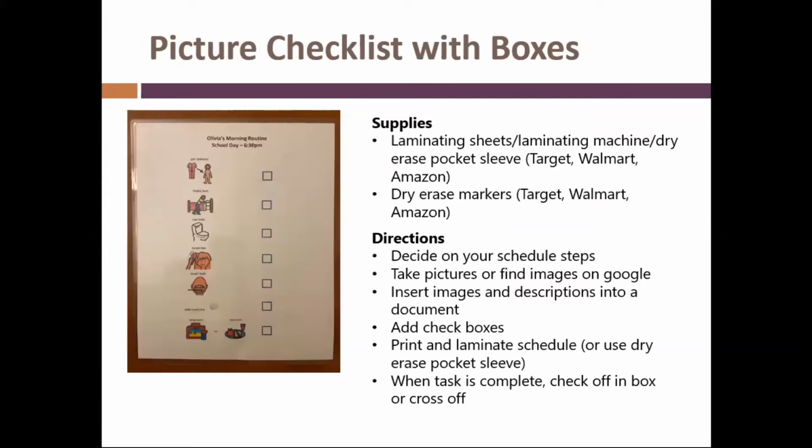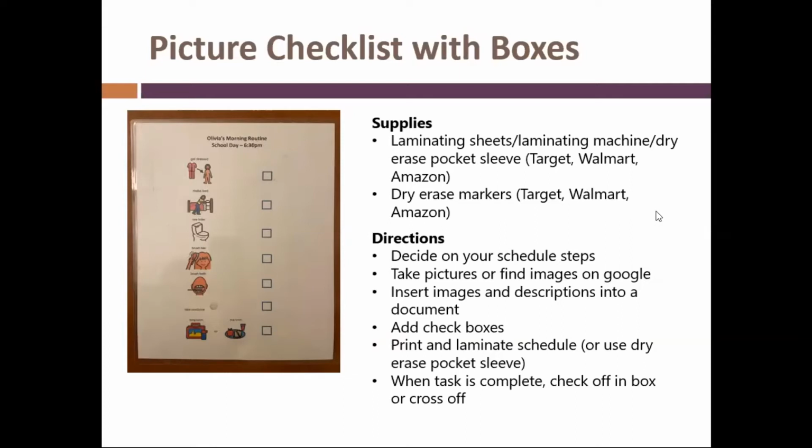Picture checklist with boxes. We used this one for a couple of years. These schedules will need to be laminated, especially if you're going to use a dry erase board, or if you want them to last more than a week. So you can buy a box of just laminating sheets if you don't want to buy a machine. It comes in a box for like an 8.5 by 11 page, and it will laminate it without a machine. Self-laminating, I think they call them. I know Target has them. Or you can buy a laminator and run it through there.